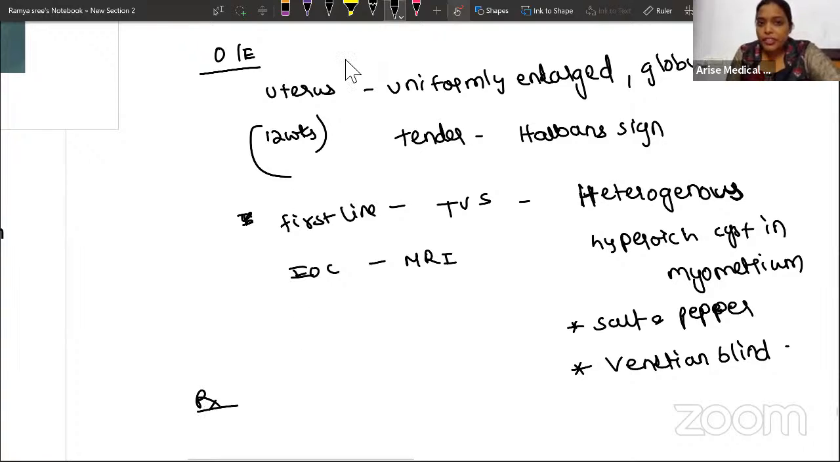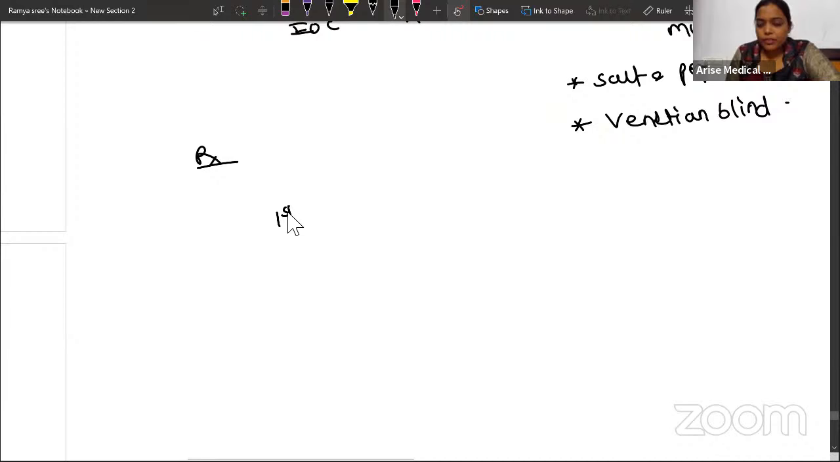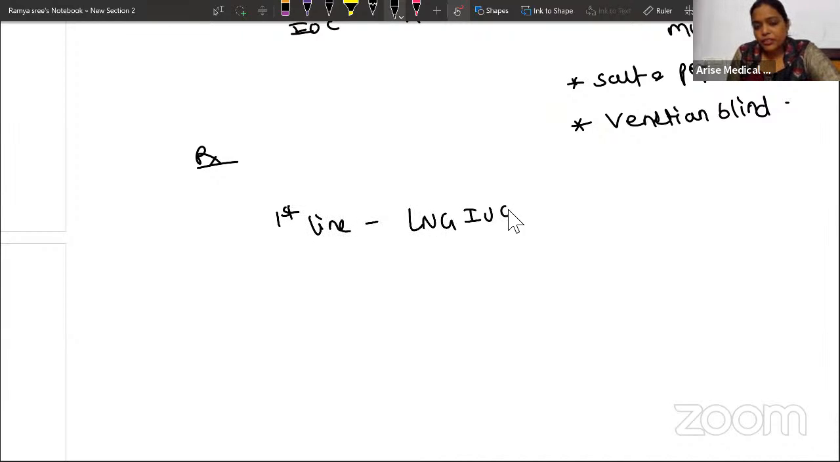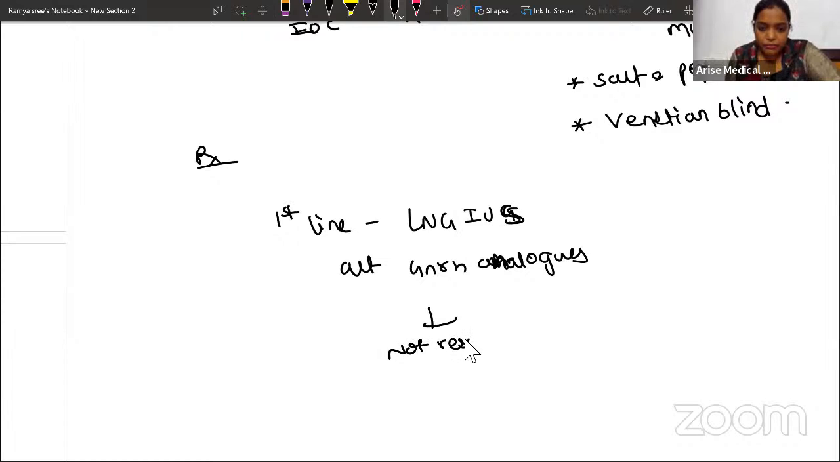Treatment: first line, give them progesterones. First line, LNG-IUS. Alternate to this is GnRH analogs. If they're not responding to medical management, then you have to go for hysterectomy.